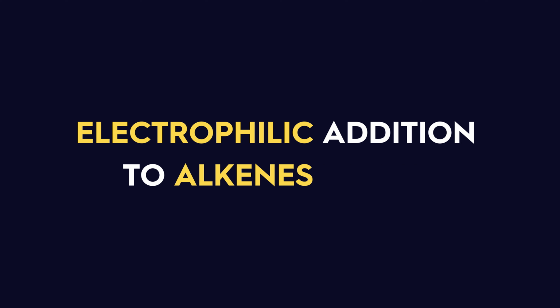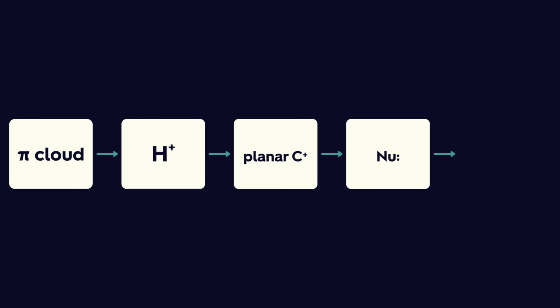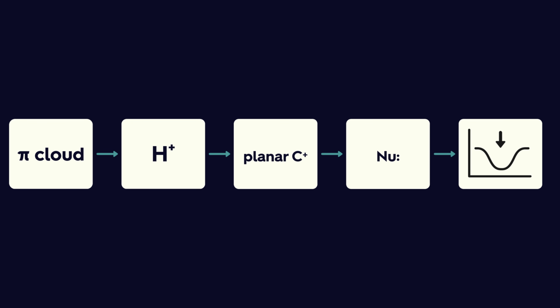In this video, you'll learn how electrophilic addition to alkenes works. You'll draw the two-step mechanism, read the energy diagram and spot the rate-limiting step, and apply it to hydrogen bromide addition and acid-catalyzed hydration.